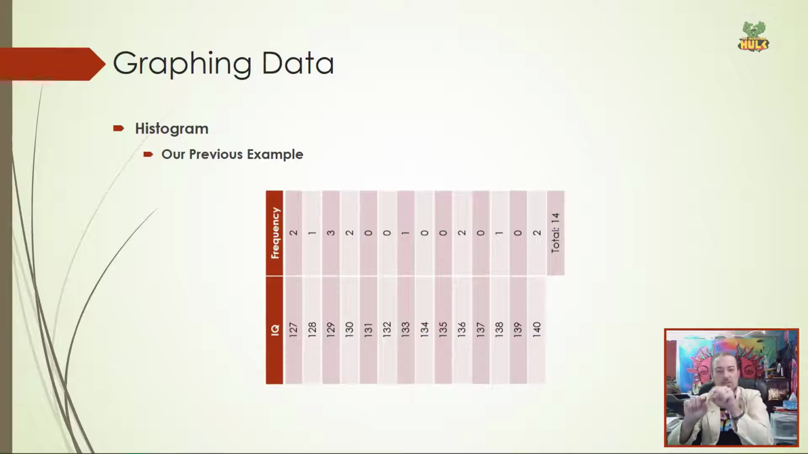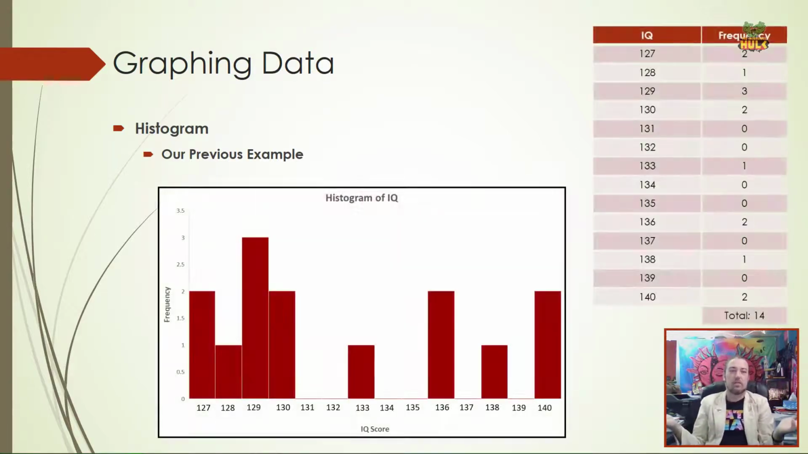One goes to 2, this one goes to 1, this one goes to 3, this one doesn't go up at all, this one doesn't go up at all, this goes up to 1, right? So let's see it. Those data turned into that graph, right? So, pretty straightforward.